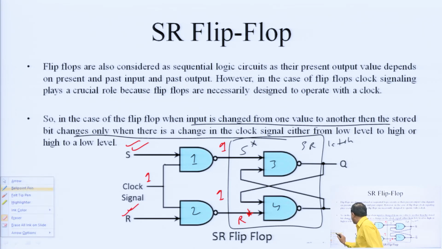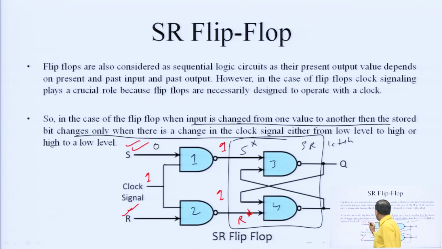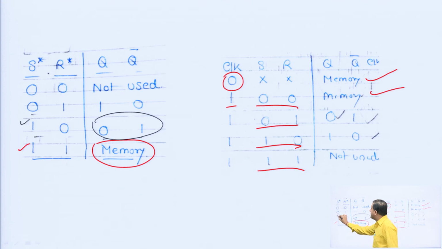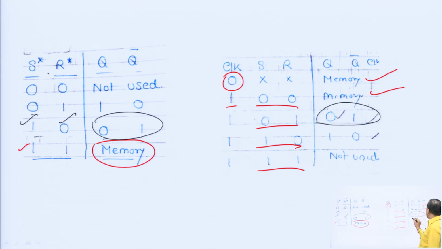Next, again we will check like this. Now, S 0 R 1: 0 1 output will be 1, 1 1 output will be 0. So, now S star 1 and R star 0. S star 1 R star 0, then the output will be 0 1. Like that we will take 1 0, and the last case when both are 1.